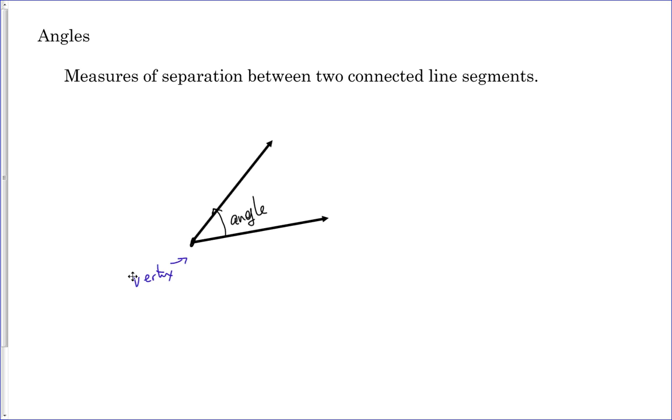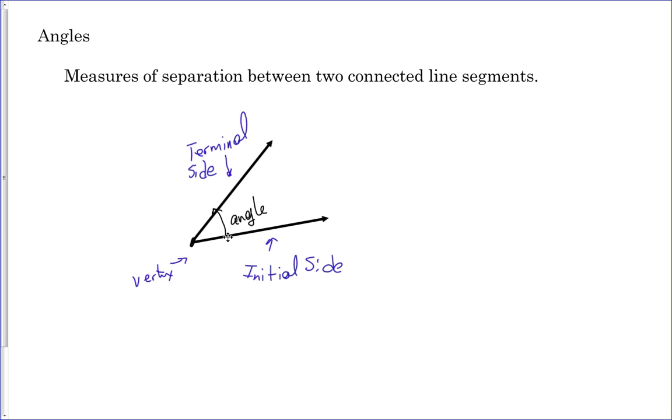Now with an angle, the two different sides are called two different things. If you notice, we started here and went to this side. Since we started with this side, this is called our initial side. And the side you end up on, the other side, is your terminal side. So you have your initial side, which is your starting side, and your terminal side, which is your ending side.